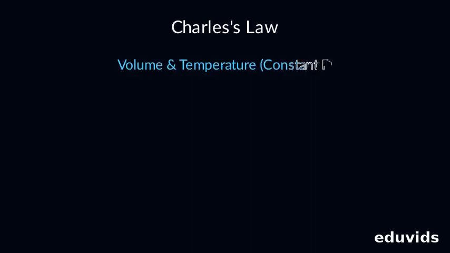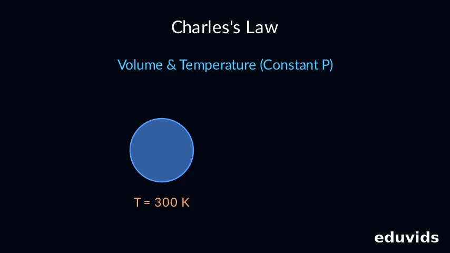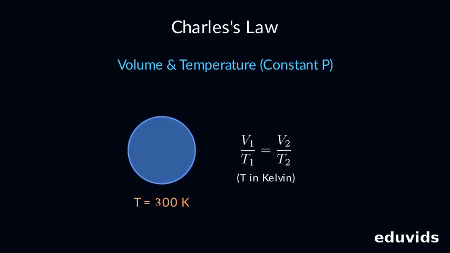Next, Charles's law keeps pressure constant and links temperature and volume in direct proportionality. But only when you count temperature in Kelvin. Heat a balloon from 300 Kelvin to 600 Kelvin and its volume doubles.